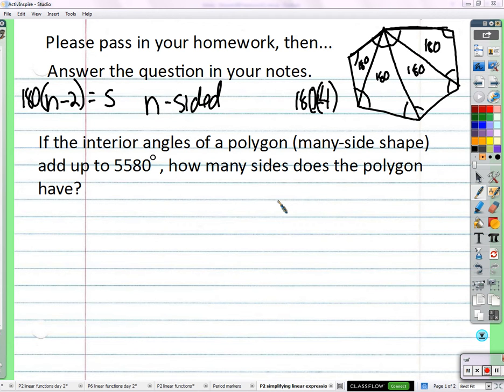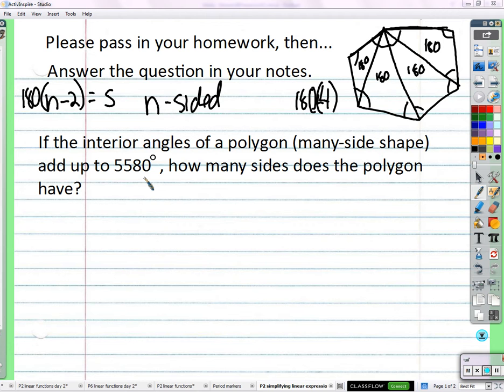So now we have a formula as opposed to just a description. A description is great, you're 90% of the way to a formula if you have a description of how to do something. So did everybody figure out how many sides this thing has? That has 5,580 total degrees. I've heard from all three of these guys already.